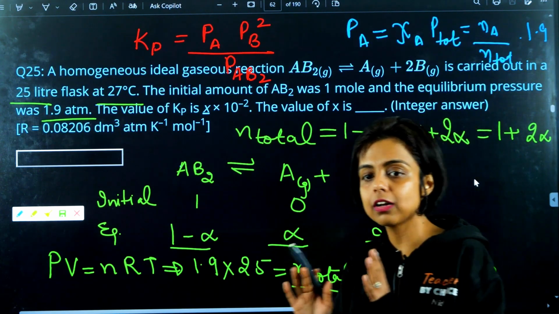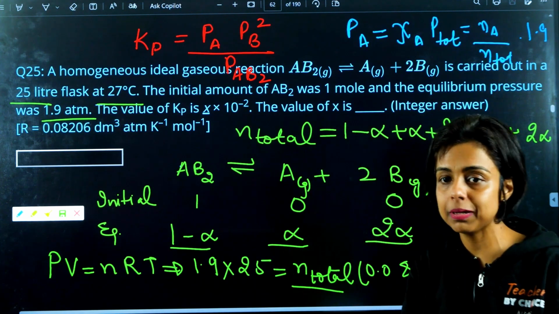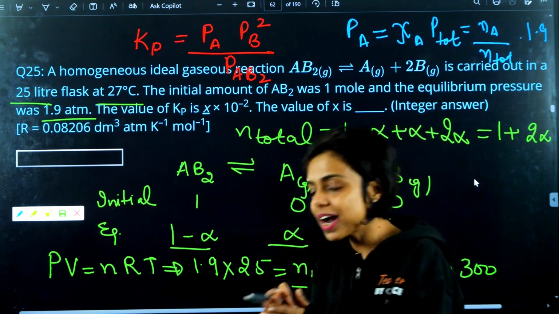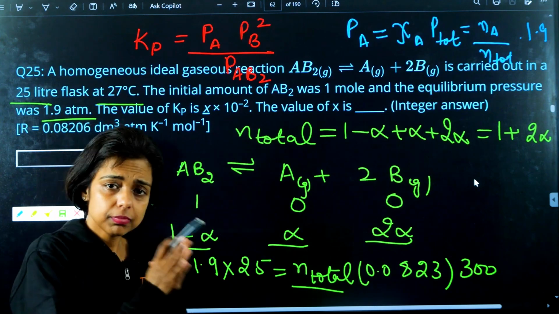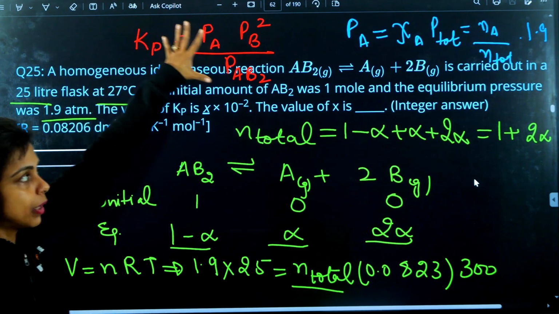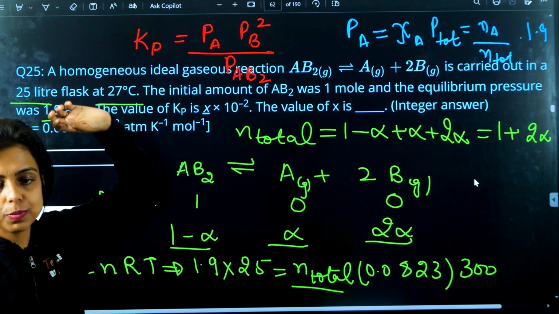Similarly, you can calculate PB, the partial pressure of B, and the partial pressure of AB2 at equilibrium using Dalton's law. The partial pressure of a gas is equal to the mole fraction of the gas in the mixture into P total. So we need Kp, putting in all these values. I'm sure it is pretty simple.